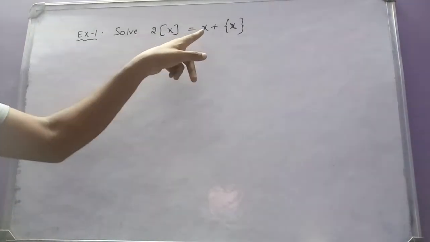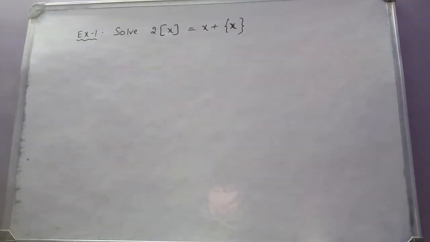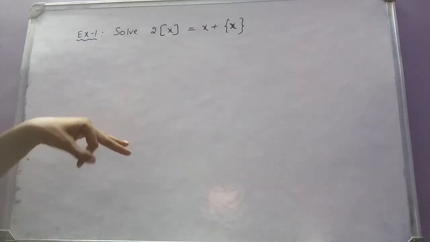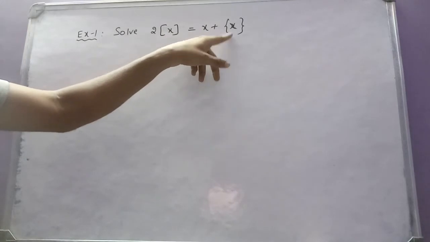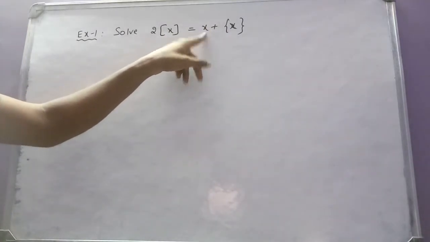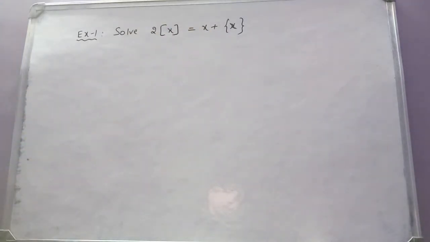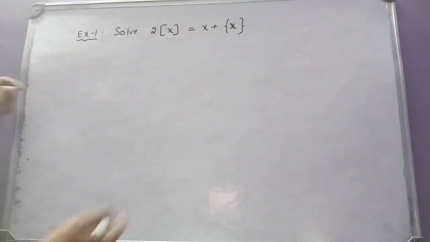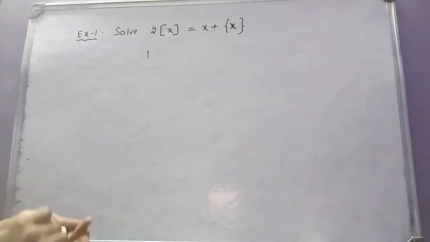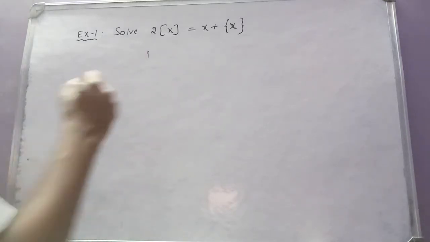Solve 2 into floor of x is equal to x plus fractional part of x. Observe that this equation contains 3 terms: floor of x, fractional part of x, and also x. As we have already discussed, we will first eliminate x by taking x is equal to floor of x plus fractional part of x.